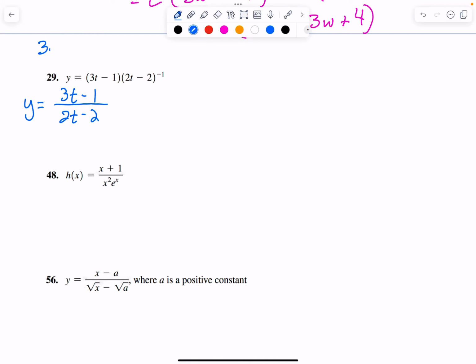In this video, I'm going to work out the remaining lecture problems. This is out of 3-3, number 29. I went ahead and changed it like that. Remember, the -1 flips it over. So we'll use the quotient rule now.